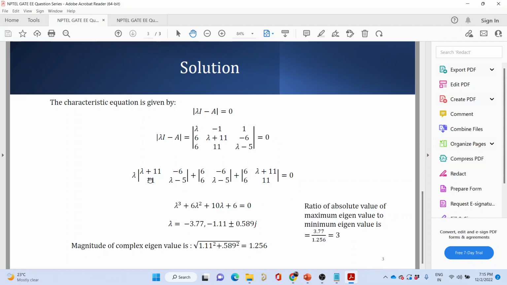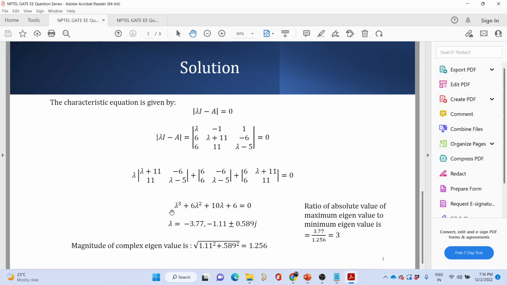So this is how you solve for the equation: lambda into this matrix, lambda plus 11 divided by 11 minus 6 lambda minus 5. Then minus of minus 1, that is plus 1. You close this column and this row, and you get 6 lambda plus 11, 6 and 11. If you solve this equation, you get a cubic equation like this: lambda cube plus 6 lambda square plus 10 lambda plus 6 equal to 0.